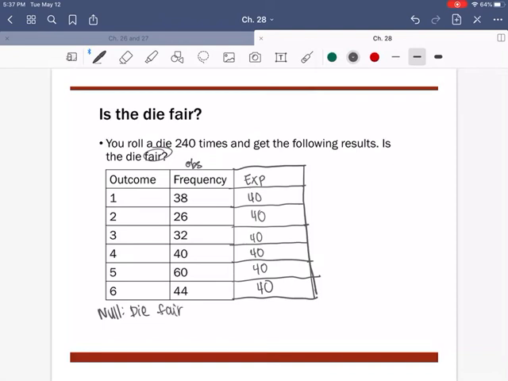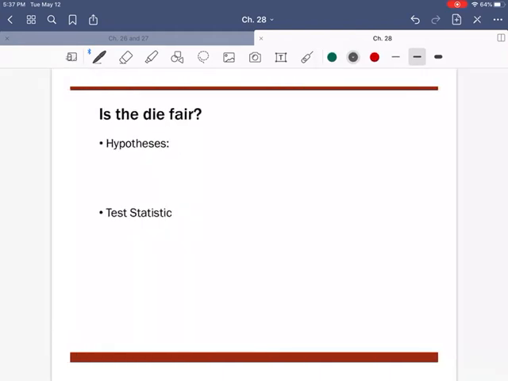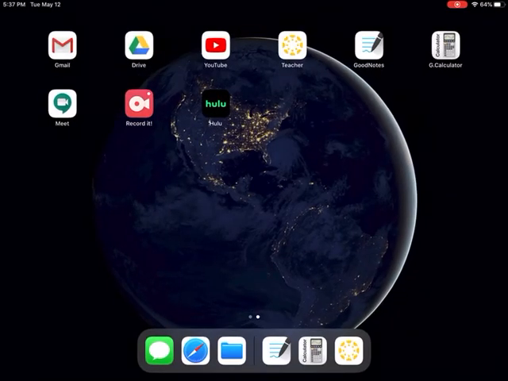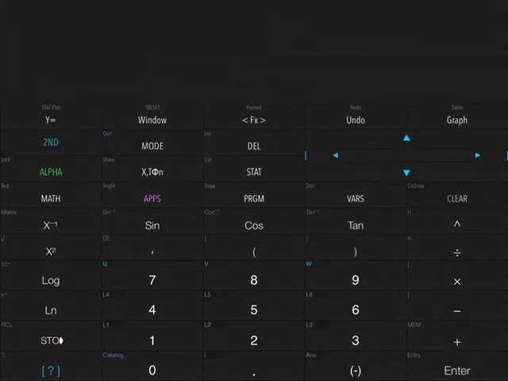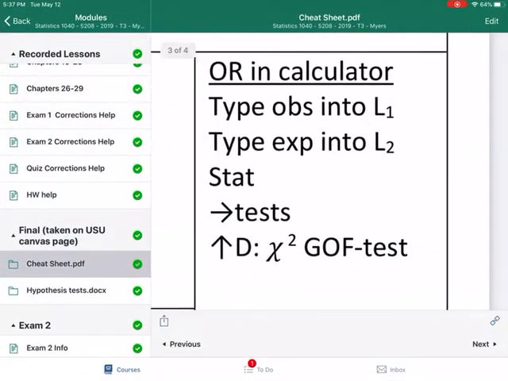So what we want to know is, is the die fair? So our null: the die is fair. Our alternative is the die is not fair, the die is loaded. Okay, test statistic. Let's just do the chi-square GOF test, goodness of fit test, to have our calculator do all of the work for us so we don't have to do it by hand.